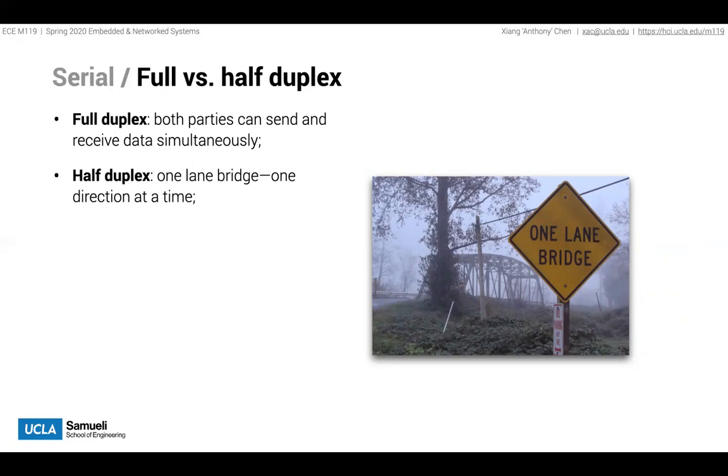a one-lane bridge. Have you ever driven to a one-lane bridge and then you have to stop and see if there's a car coming? If there's a car that's already coming on the bridge, you're not supposed to fight for the usage. You're supposed to wait until the car passes, and then you can use the bridge to drive in the other direction. So the same for half duplex. Not saying it's only one direction, but it's saying at a given time only one directional transmission is possible.